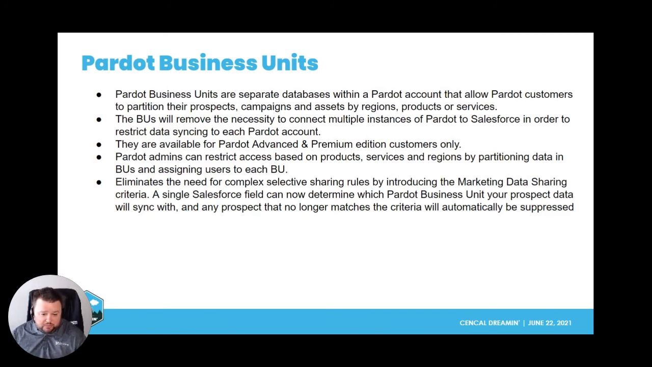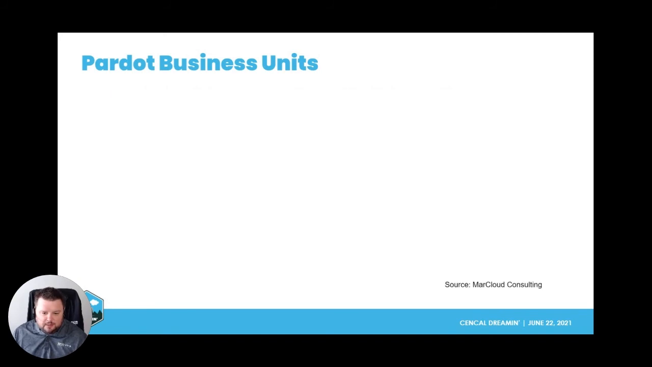It does eliminate the need for complex sharing rules by using what I was just describing, this marketing data sharing concept that I'll talk about in a second. But it does require configuration. Normally you have 2 business units, but if you have an enterprise-level organization, then you may have needs for more. If you've got several brands, then you may need several different business units. This prevents the need to have several subscriptions to Pardot or several licenses. You can have 1 license and then just pay for subsequent business units. They would all connect to the same Salesforce CRM, the same Salesforce instance.